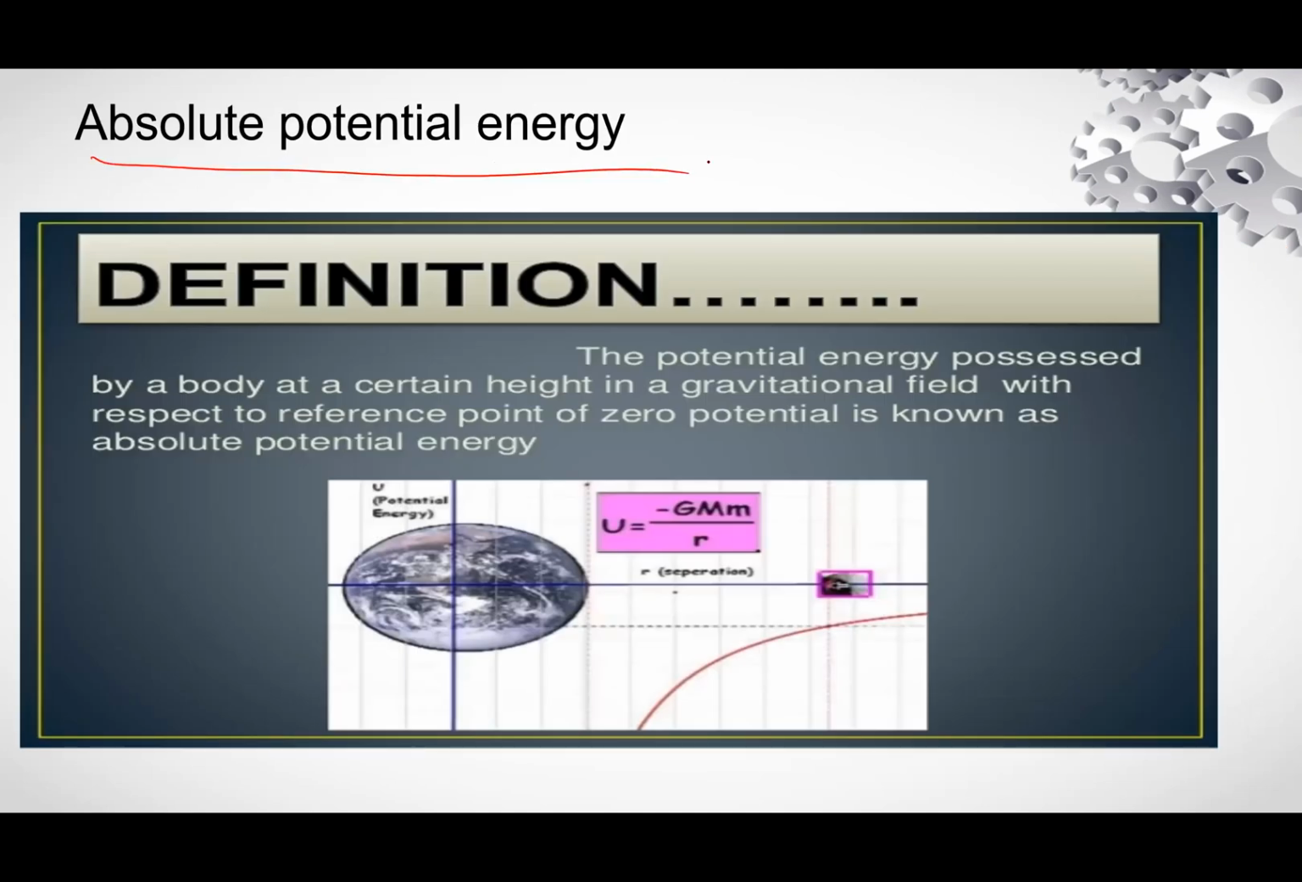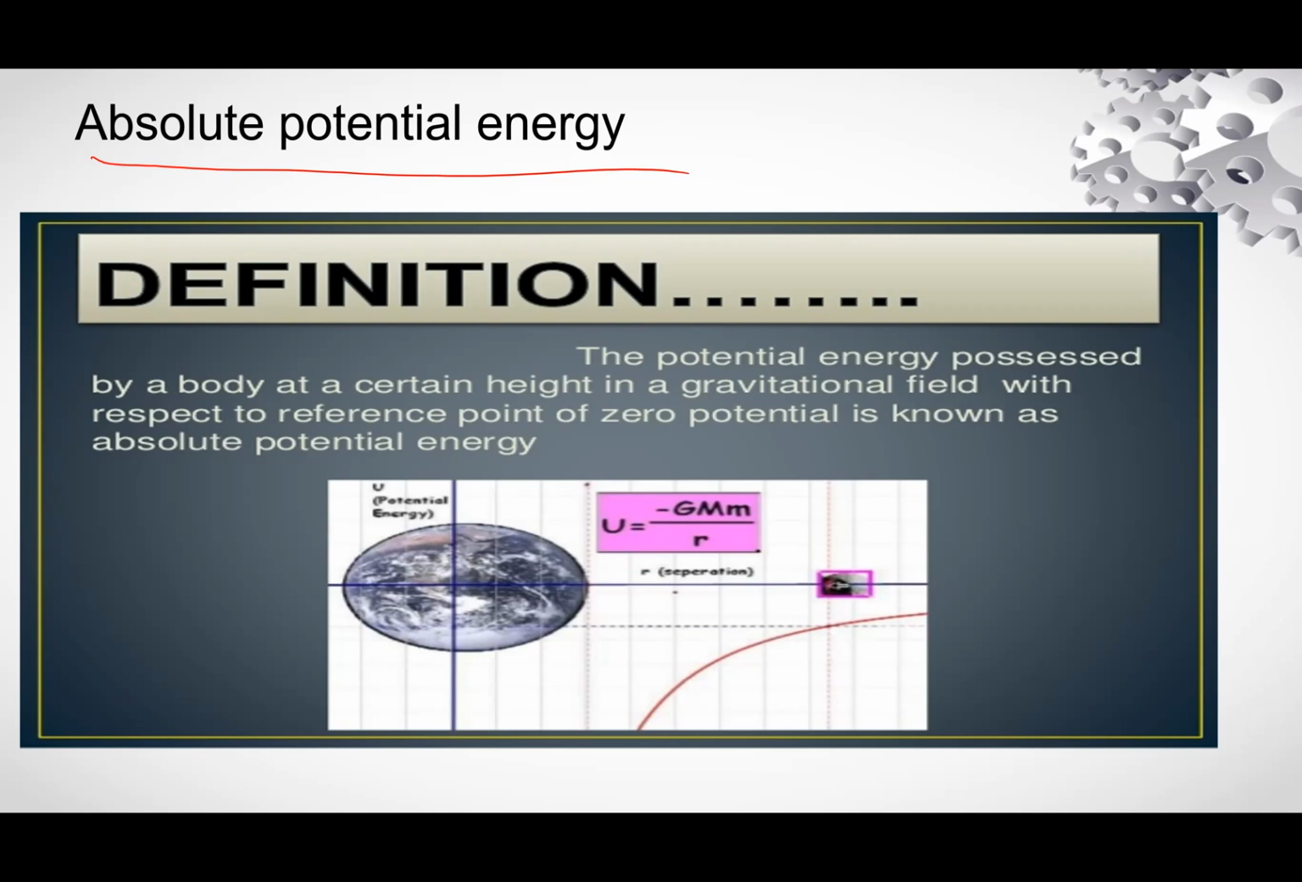Absolute potential energy. Now we have to derive this relation. The potential energy possessed by a body at a certain height in a gravitational field, with respect to a reference point of zero potential, is known as absolute potential energy. I will define it in a different way: the potential energy per unit mass at a point at a distance r from the center of the earth is known as absolute potential energy.